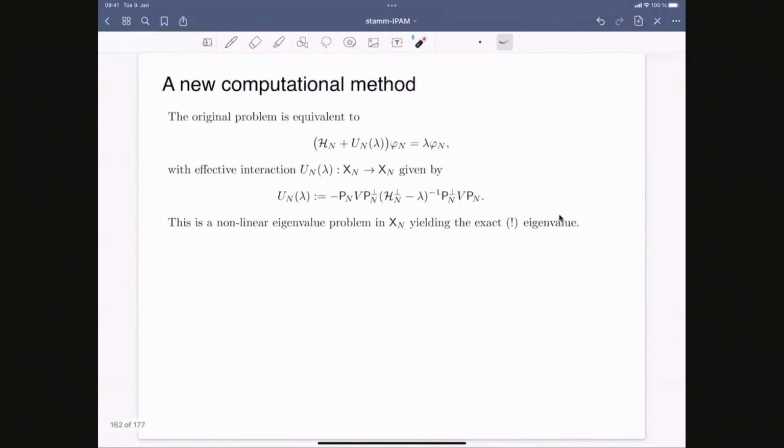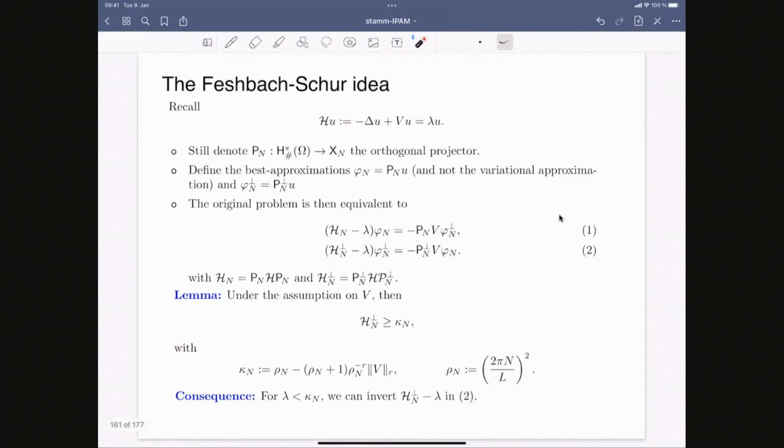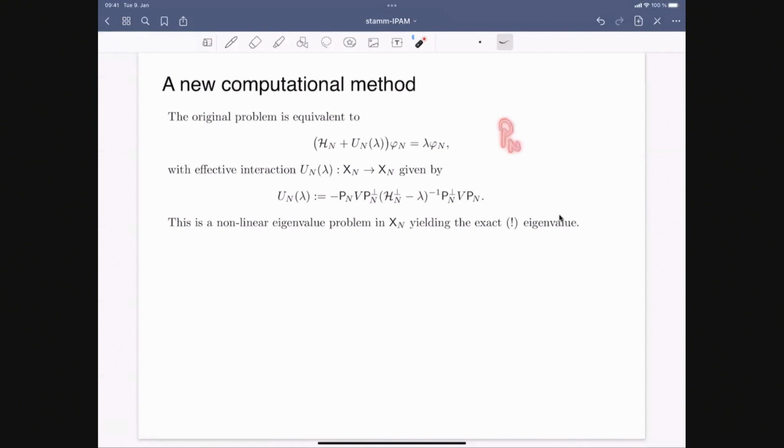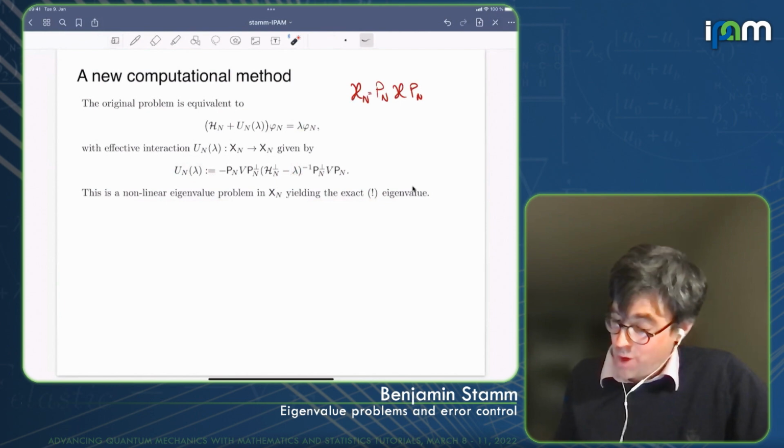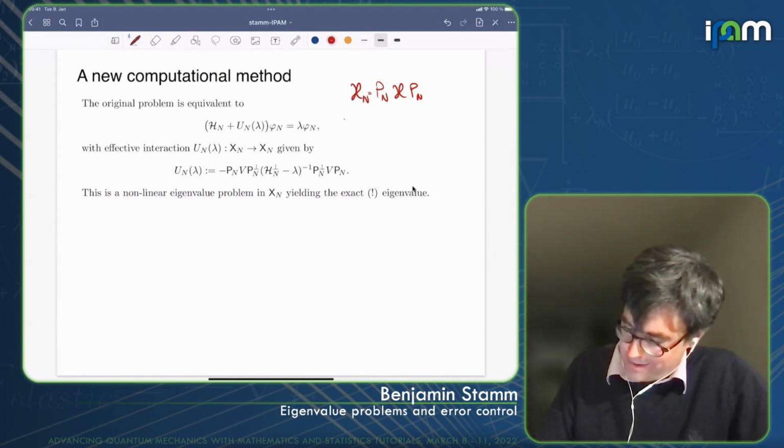Once you know you can invert it, you can do exactly what I said. You can invert this part and add it here, and then rewrite the Pn part, which is just the part in Xn, as a nonlinear eigenvalue problem with the projected Hamiltonian. So this is Pn H Pn, this Hn, plus a potential that depends on the eigenvalue you're looking for. What I find fascinating is this is a nonlinear eigenvalue problem, and if you were able to solve it, you would get the exact eigenvalue, but it's an eigenvalue problem that is in Xn.